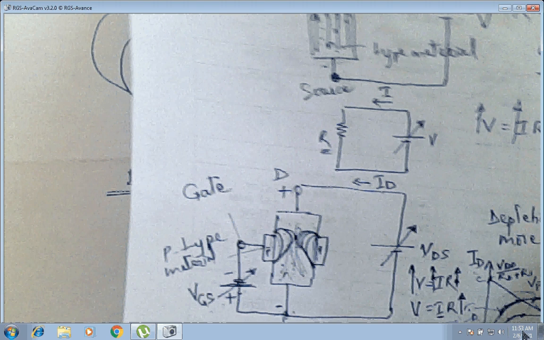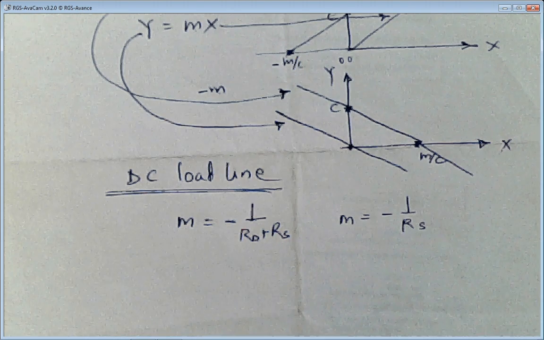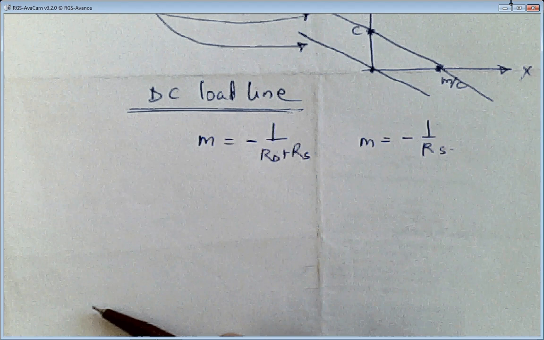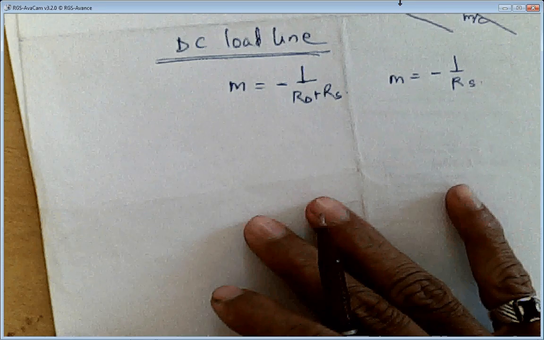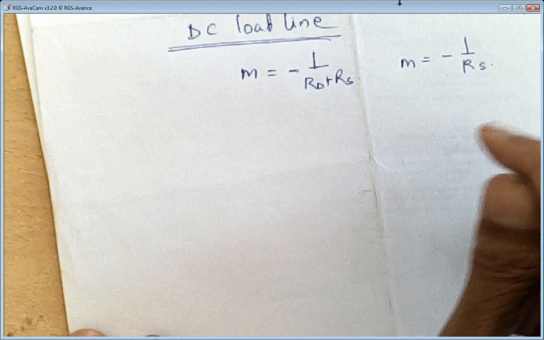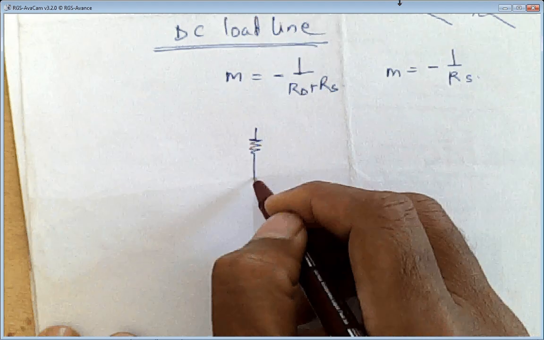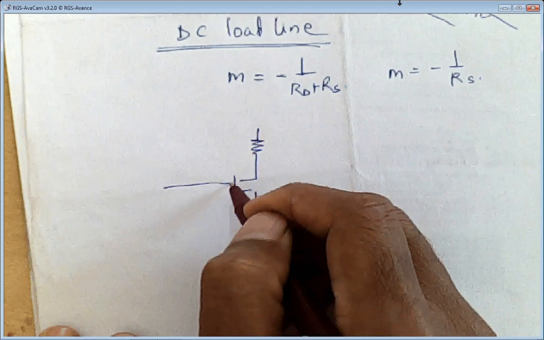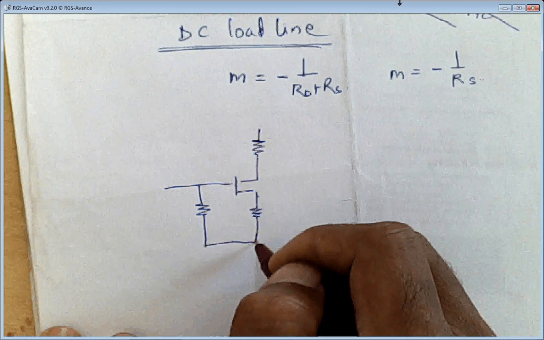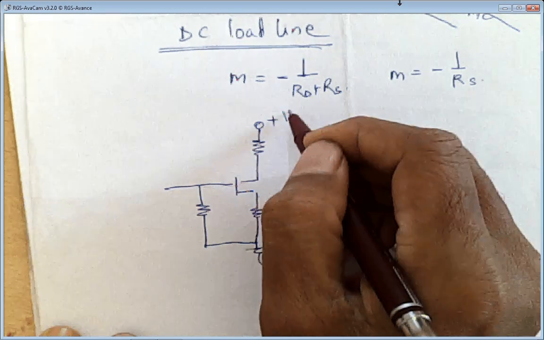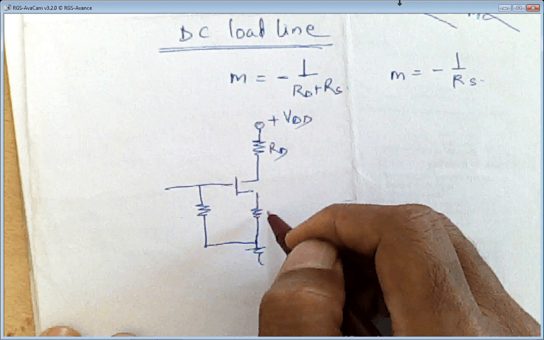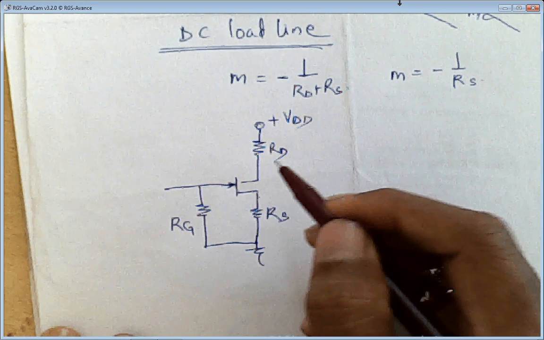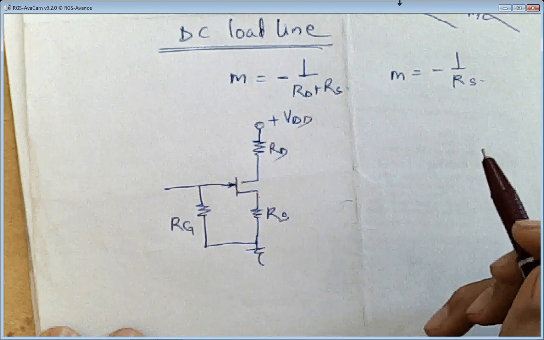There may be problems which will be asked during your examination. Just like you are given a circuit, I'll draw a similar circuit again. This is the circuit, with RD, RS and RG, having a gate, drain, and source, and values are given.